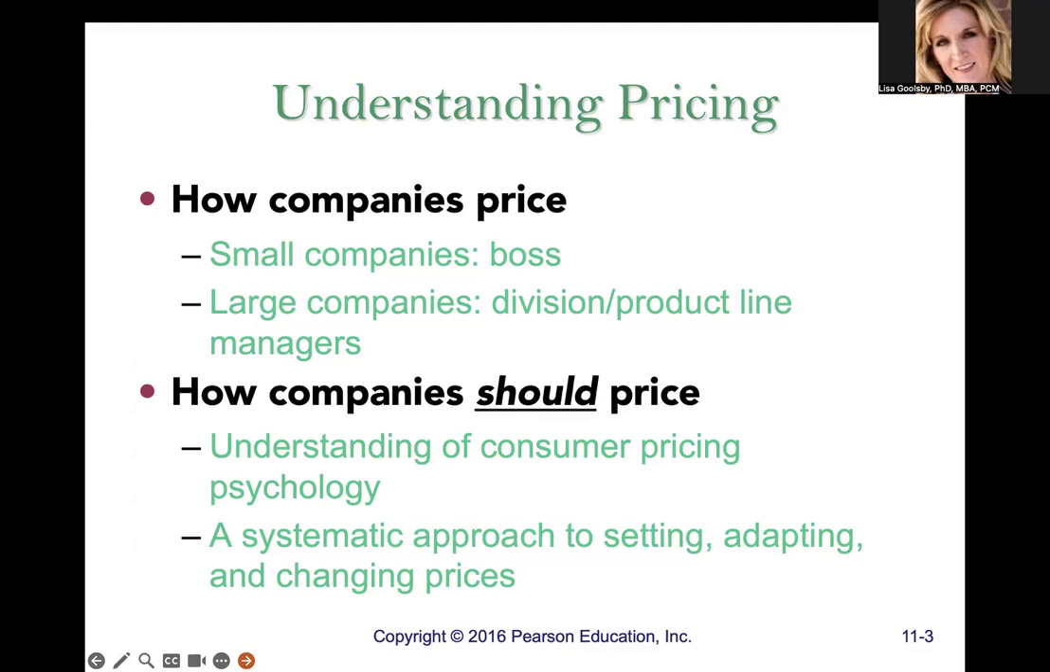And so oftentimes you'll see division or product line managers that look at all the factors that I just named that a small business would look at, and they will bring that information. But a lot of times there's many departments or oversight that happens when you look at how they price products. How should companies price products?